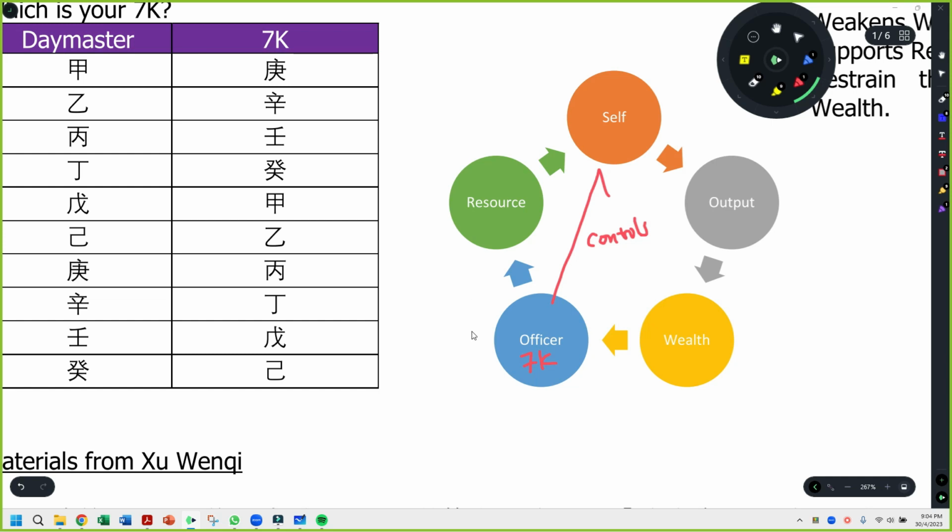Here you have your Seven Killing. Seven Killing is the one that controls your Day Master. And it has the same polarity. So, same polarity. Right.